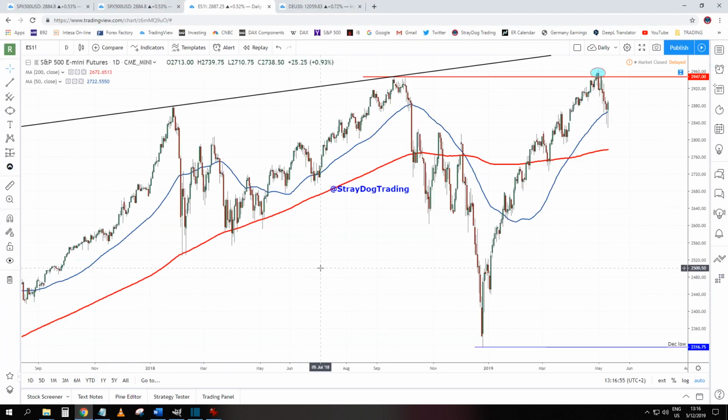So this is the S&P chart. In this case this is the chart of the E-mini futures, because on TradingView we currently cannot get the S&P cash index chart if you are logged in. Only if you are not logged in can you observe it.